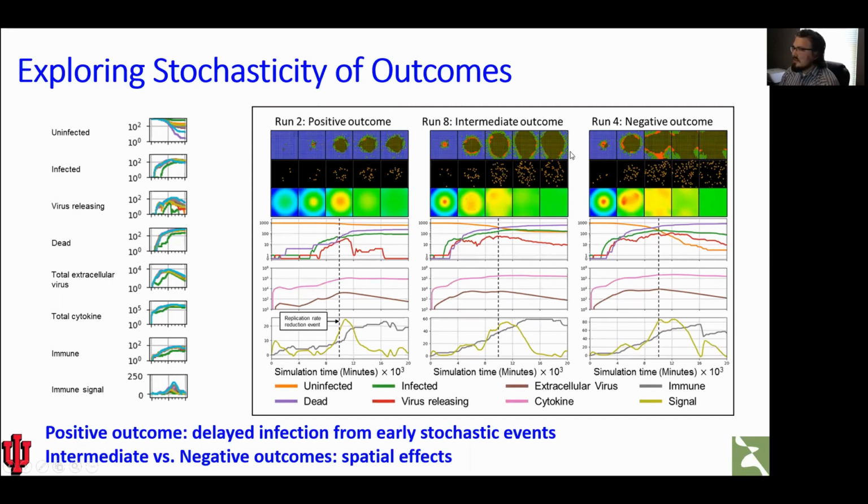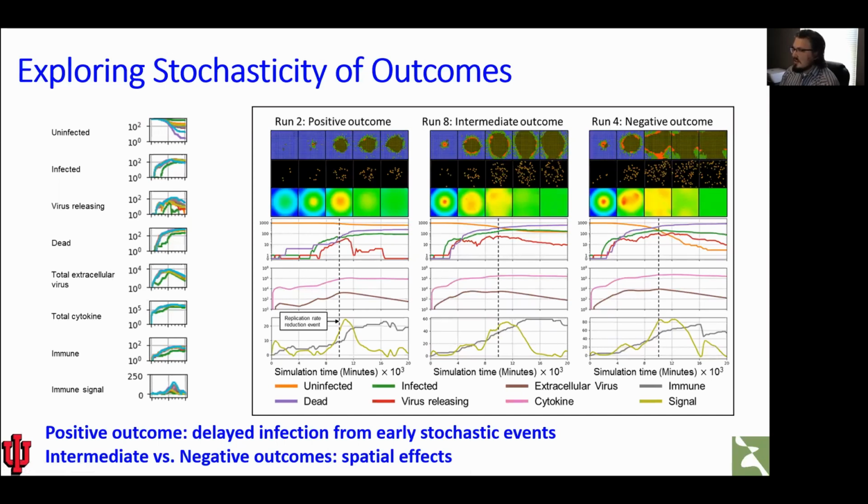Now, the difference between the intermediate and negative outcomes is also particularly interesting because what we found was that when we looked at the number of cell types in simulation time and looked at the point when these two sets of events really started to diverge, we found that at around that time, the number of infected cells for each of these simulation replicas was approximately the same. It's about the same number of virus-releasing cells and infected cells, and so on. The difference was the amount of extracellular virus in the simulation domain.